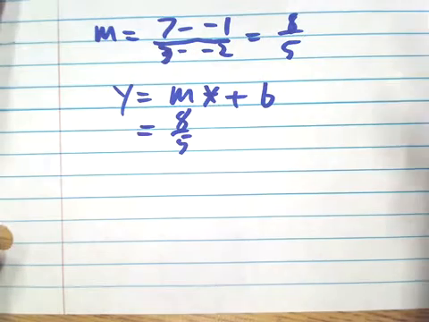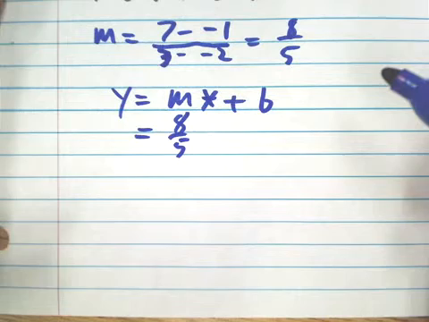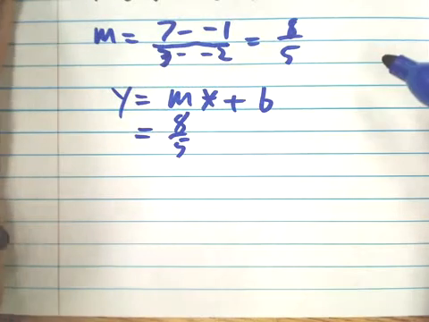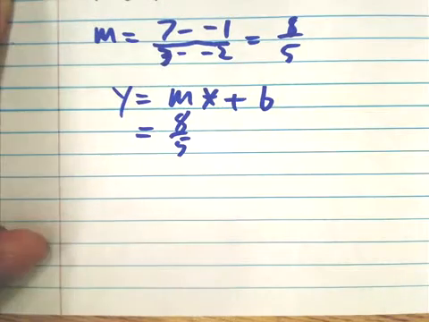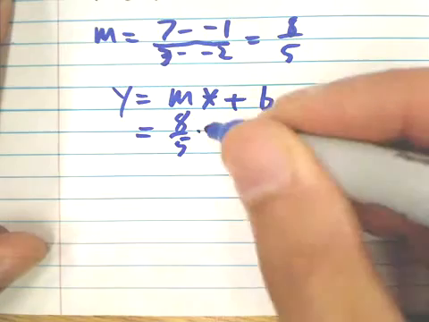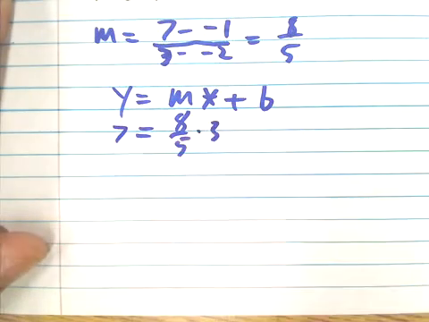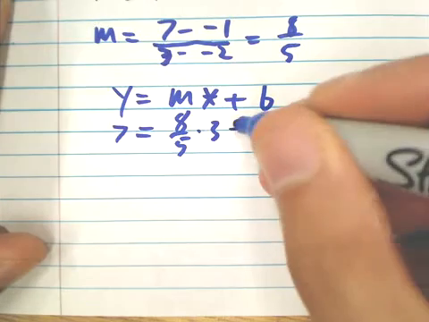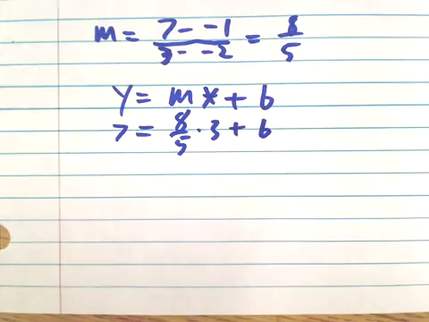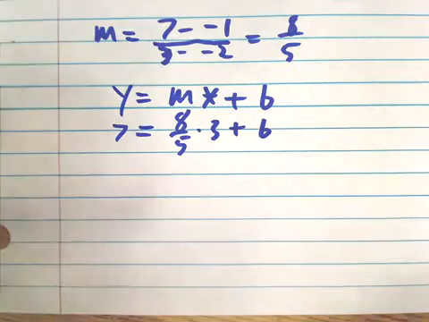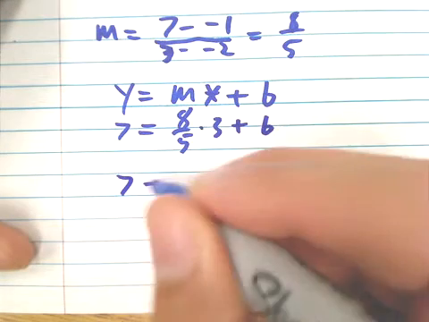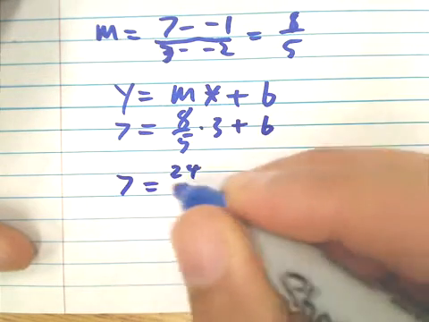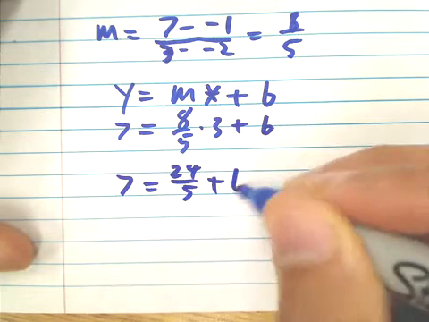For y and x, what point do I want to use? You could use either point. I'm going to use the point 3, 7. So 3 is going to go in for x, 7 is going to go in for y. And then plus b. Now I can solve this for b. Let me multiply this first. 7 equals 24/5 plus b.